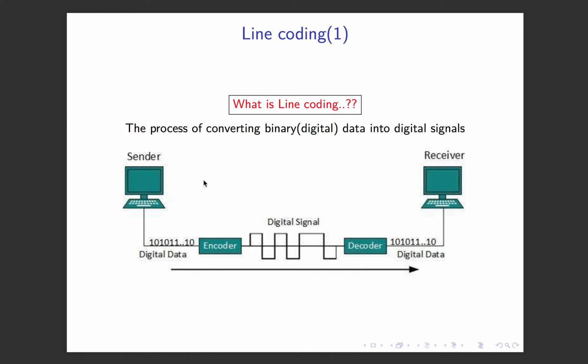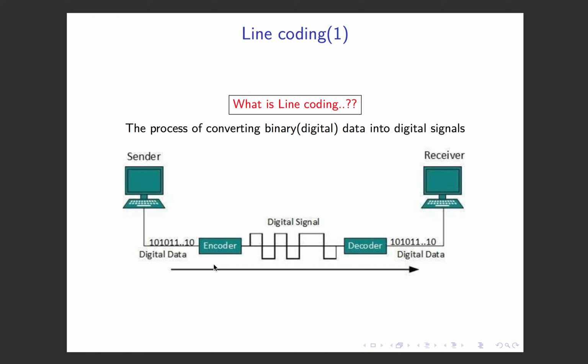So here's the first question: what is line coding itself? Say here is a sender who wants to send binary data to this receiver. It is binary data because we all know that the computer deals with binary data. Maybe from the human perspective, this binary data is translated into something else. There is an encoder, a hardware circuit arrangement, which takes the binary data as an input and converts it into digital signals. On the receiver side, there is a decoder circuitry which takes the digital signal as an input and again generates the digital data, and it's sent to the receiver.